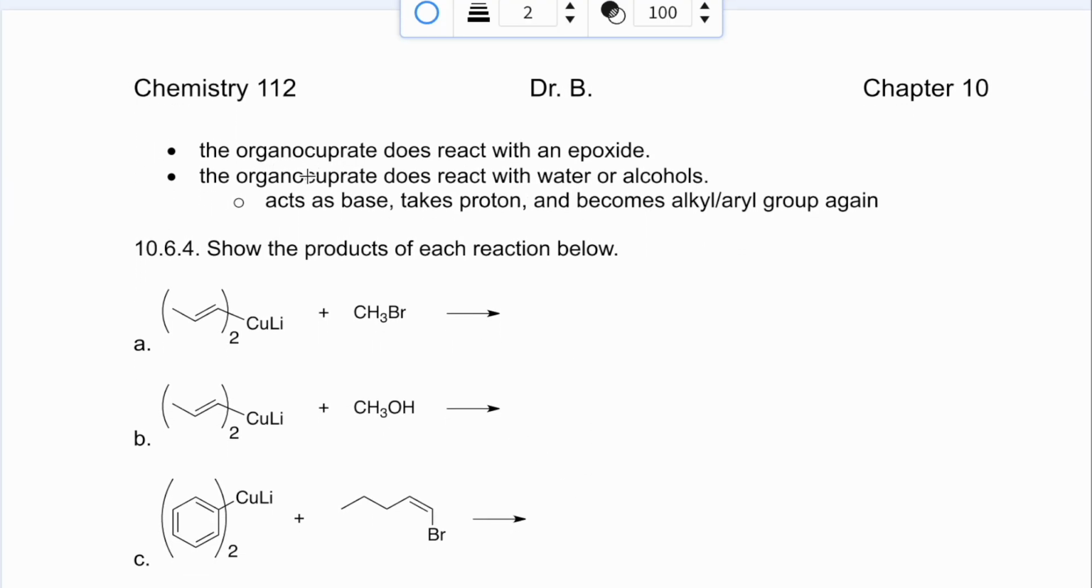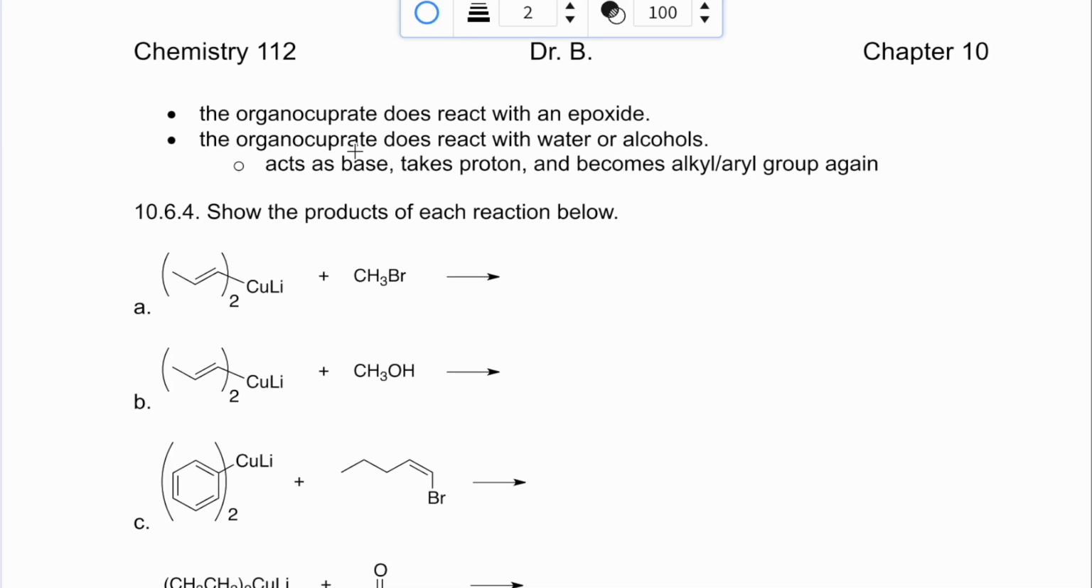Okay, things that do react with the Gilman reagent, the lithium diorganocopper reagent, are epoxides. So epoxides can react. And also, these are things that you usually do not want to react with the organocuprate or with any organometallic reagent. You can't use them if you have water or alcohols around.